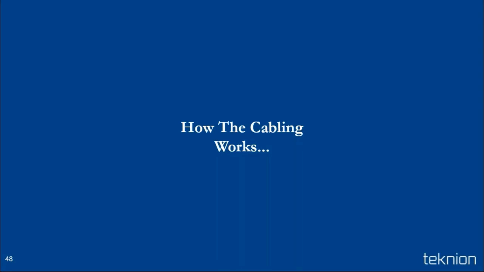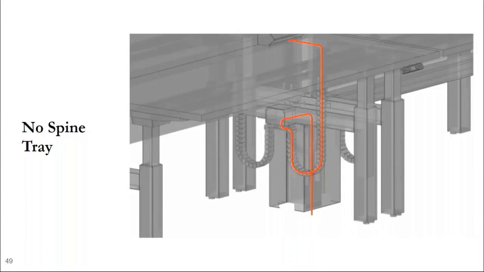Okay, let me quickly run through how the cabling works. Whenever you have the workstation without the spine tray, you can run the cable up from the wire riser up to the e-chain, which goes up to the work surface.